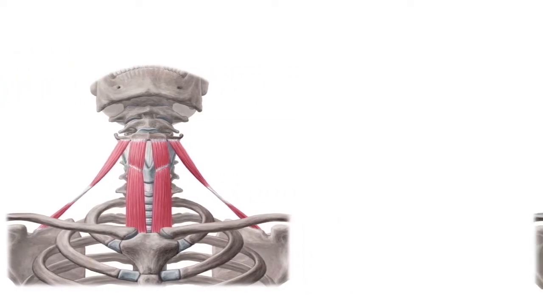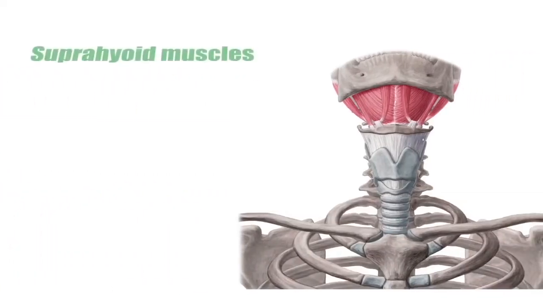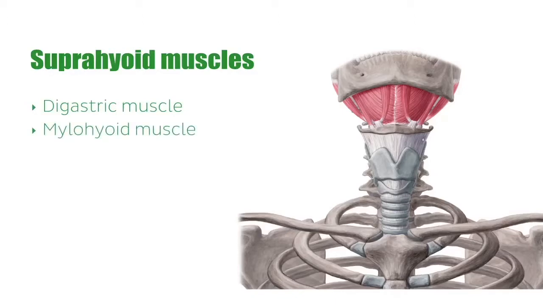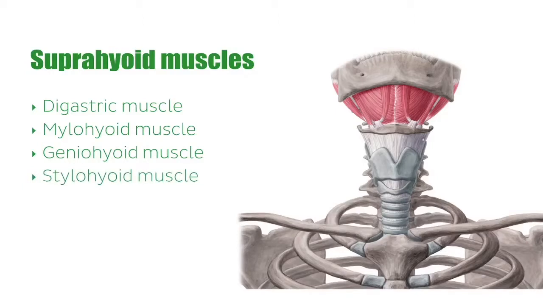Now we're ready to move on to the next set of muscles that are known as the suprahyoid muscles. The suprahyoid muscles are four muscles running from the mandible to the hyoid bone. And together with surrounding tissue, they form the floor of the mouth. The list of the suprahyoid muscles include the digastric, the mylohyoid, the geniohyoid, and the stylohyoid muscle.